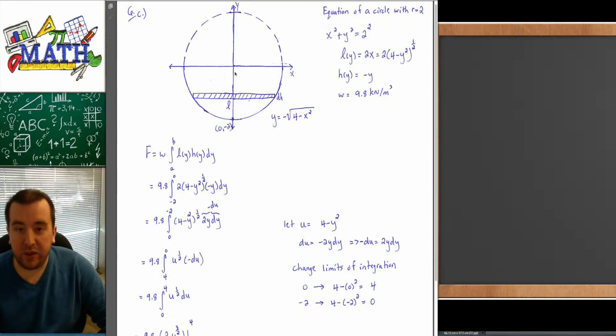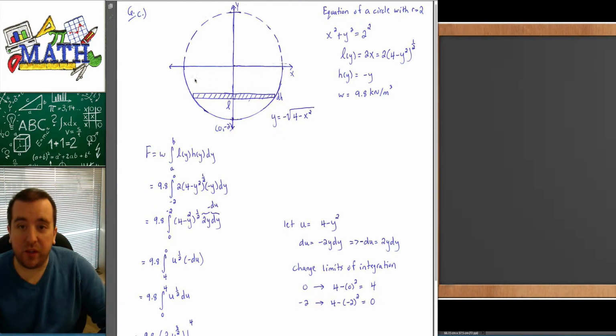If the radius is 2 meters, so the radius here is 2 meters, what is the force exerted by the water on the semicircular end? So what it's saying is this is the surface, this horizontal diameter. Water is overflowing here, and we're trying to find the fluid pressure on this semicircular end, all of this here.